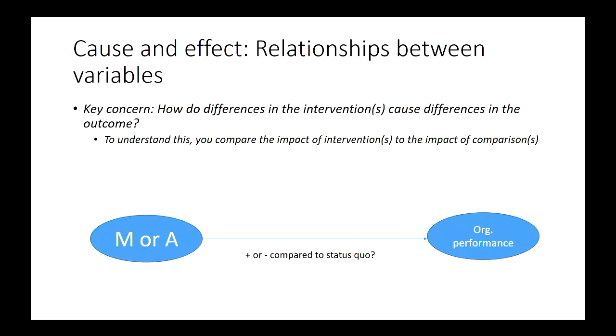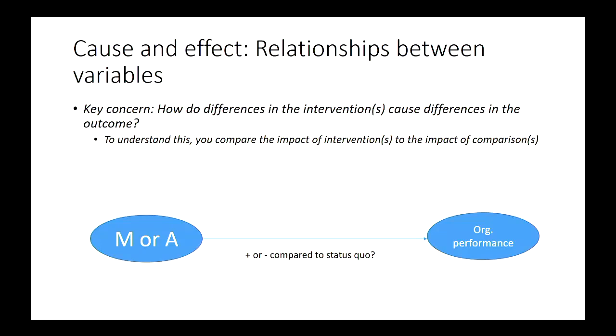The assumption in this case is that the companies that had engaged in merger and acquisitions have higher performance because they engaged in merger and acquisition. And the companies that had not engaged in merger or acquisitions had lower performance because they had not engaged in merger or acquisition. So you are assuming that there is a causal relationship, right?